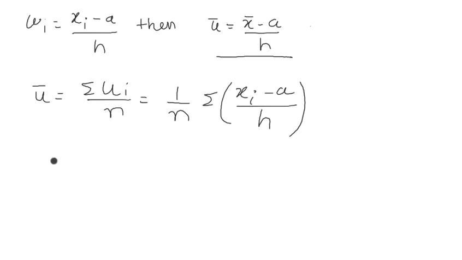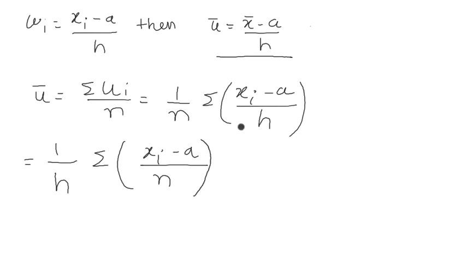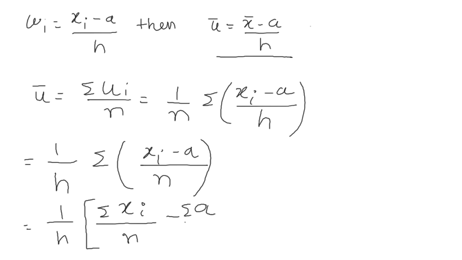In order to prove that statement, let me take 1 upon h outside the summation and 1 upon n inside the summation. So (xi minus a) upon n. I have just interchanged the denominator. So 1 upon h, summation of xi upon n. I have taken summation inside the bracket and separated the numerator. So minus summation of a upon n.